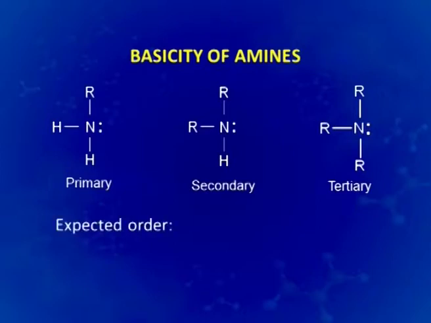What will decide the basicity of these amines? Which will be more basic? The expected order is tertiary, which will be more basic than secondary, which will be more basic than primary. What does that mean? That means the tertiary amine which has 3 alkyl groups will be able to donate its pair of electrons the most easily. Why? I think it can be rationalized in terms of the 3 R groups which are present on the nitrogen, an electron donating effect, and help in facilitating the release of this particular lone pair.